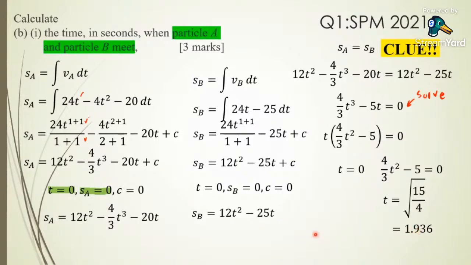Agak-agak yang mana jawapan dia? Yang ni ke? T equals to 0? No, yang ni lah jawapan dia. Okay, so where are the marks? Kita kena tengok markah dia.